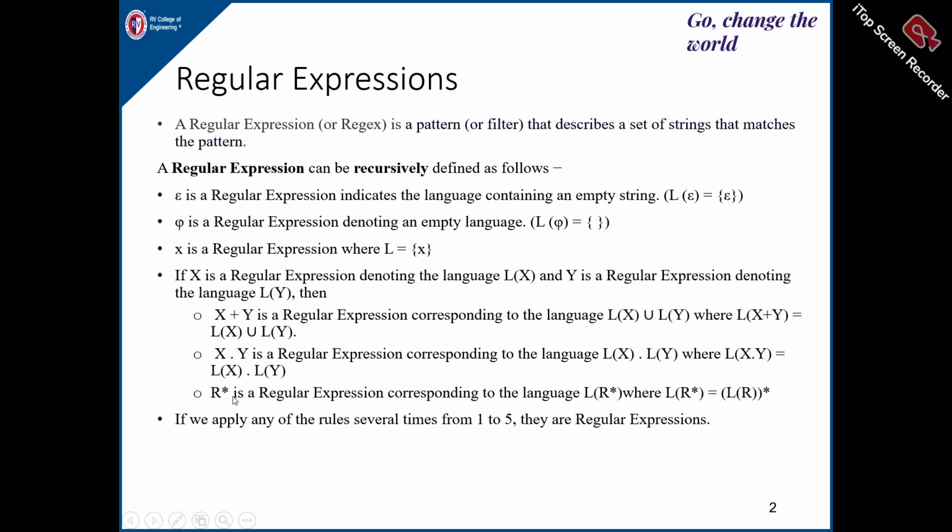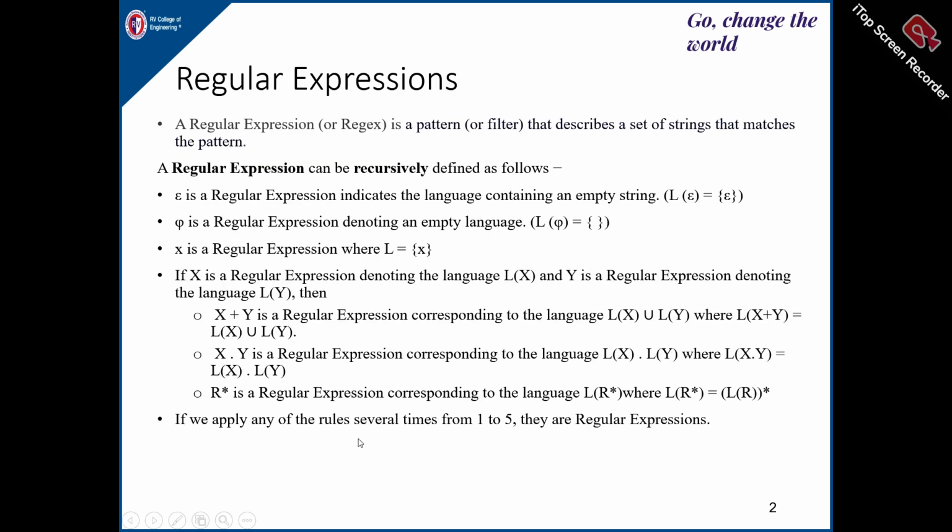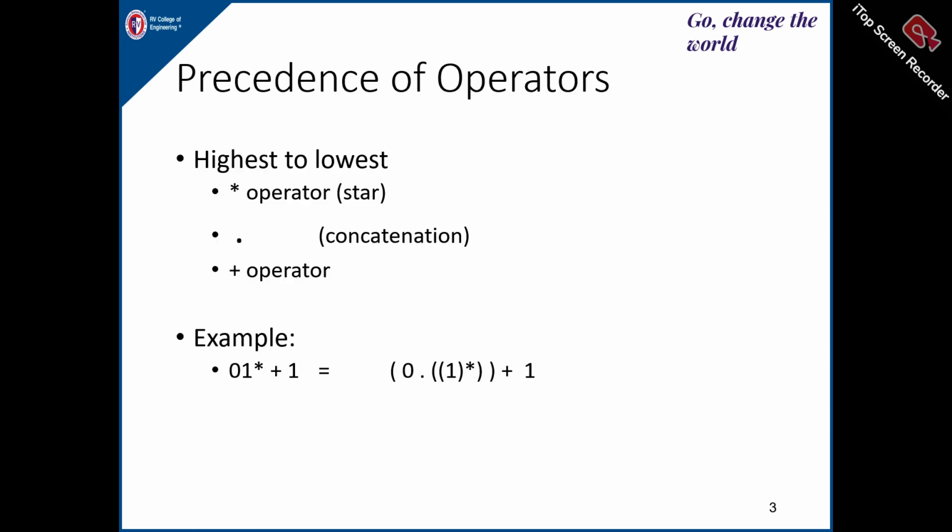Then R star is a regular expression corresponding to the language L of R star, where L of R star is equal to L of R whole star. We can apply these rules any number of times, and all those expressions generated by applying these rules we also call regular expressions. So we'll see the precedence.